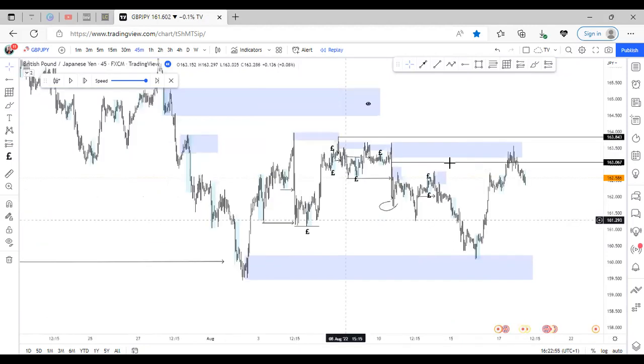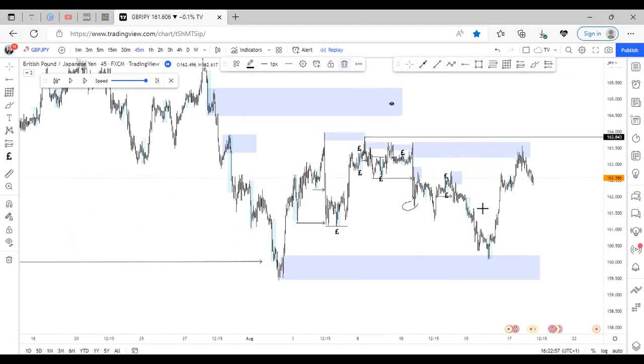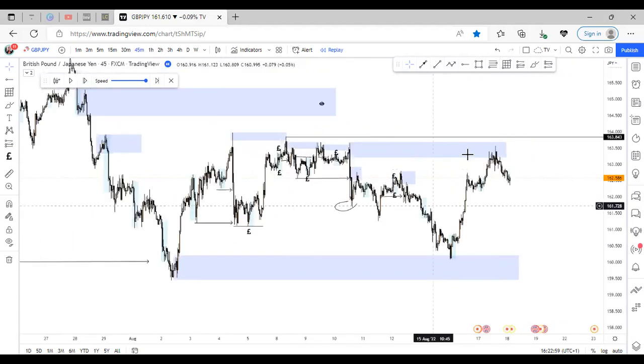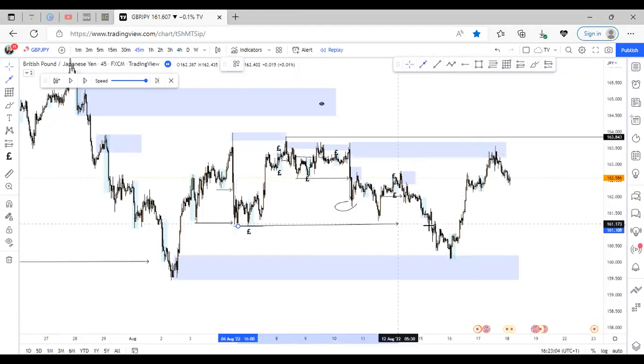So the market ended up coming into this zone. How could you have capitalized on this zone now? This zone has now taken out structure to the downside.